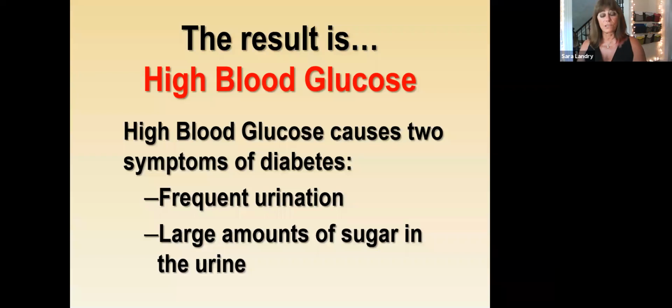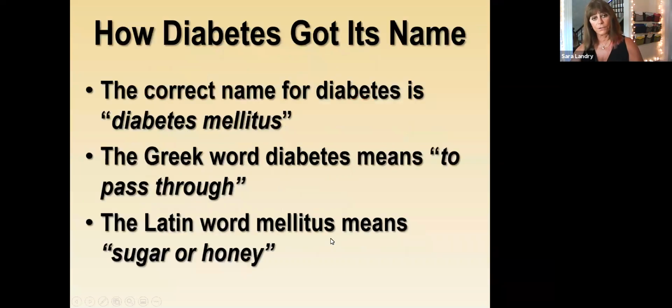So what is the result? If you don't have enough insulin in your blood, or your insulin's not working effectively, your blood's going to have very high sugar. And when that happens, a couple of symptoms of diabetes are you're going to need to urinate a lot, and you're going to have large amounts of sugar in your urine.